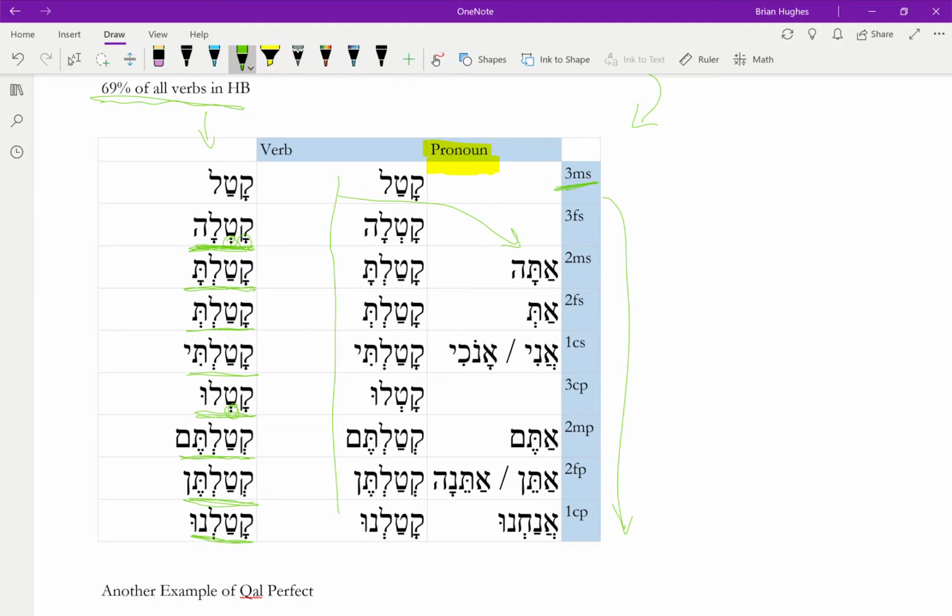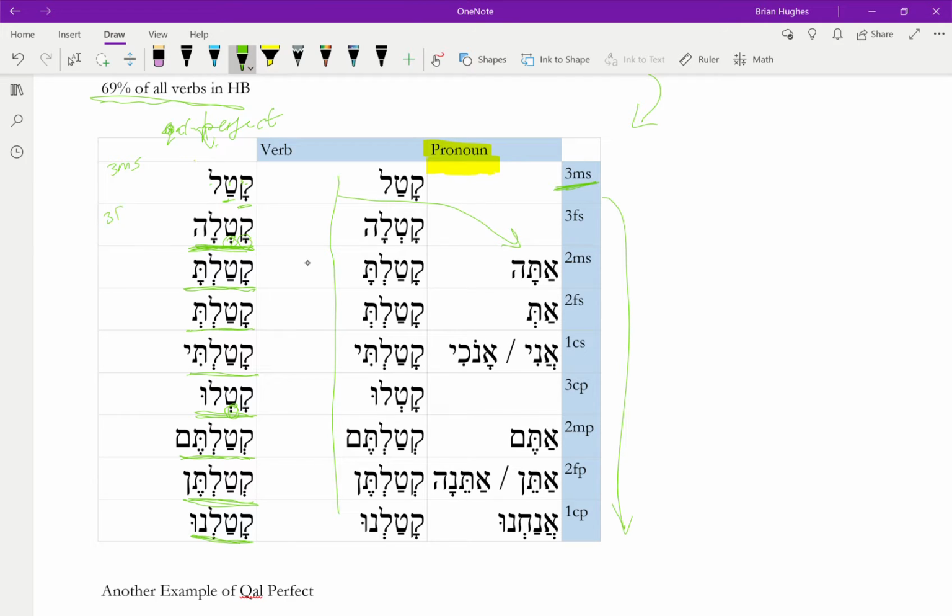Now what exactly are we seeing here? What this paradigm is showing us is that if you take this example root, kof tet lamed, and you want to put it in the qal perfect, so the easy, basic, active meaning of completed action in the past, that's what qal perfect will get you. If I want to put it in referring to a third masculine singular subject, then I add a kamets under the first root consonant and a patach under the second root consonant.